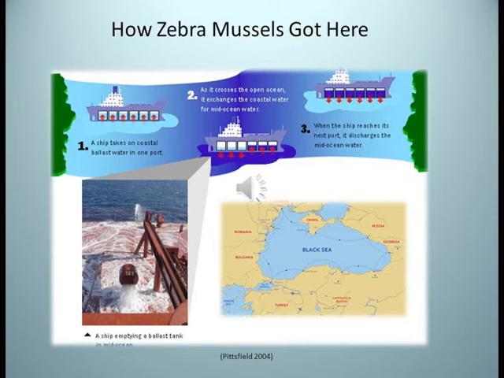A ship would reach port in Europe, unload their cargo, and take up ballast to maintain stability for their trip back to North America. This water pumped into the ballast tanks of the ship contains some of the native marine life, including zebra mussels. When the ship reaches the St. Lawrence and the ballast is no longer needed, it is then pumped out, releasing the zebra mussels and other foreign marine life to the waterway.